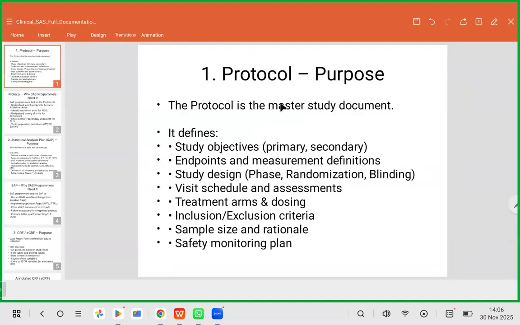The purpose of the protocol is to understand what the primary objective is, what the secondary objective is, what the study design is, what the schedule of visits is, what the treatment is, the inclusion and exclusion criteria, the sample size, and whether there is any safety monitoring. So the first step in programming is to understand the protocol document.